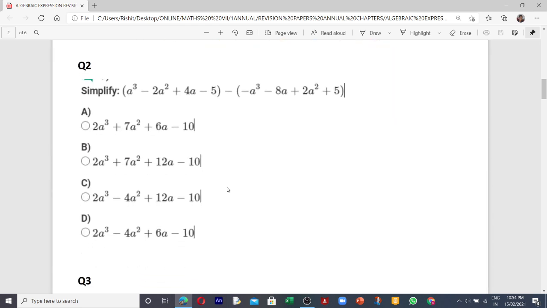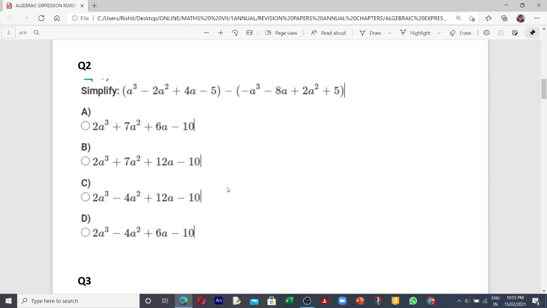Now next, second question. Simplify this, children. This is an algebraic expression and you are subtracting it. Ignore the vertical bar. At the last a vertical bar is given, ignore it, children. It's nothing, children. A cube minus 2a square plus 4a minus 5. Then you are subtracting minus a cube minus 8a plus 2a square plus 5 from it. So what will be the answer?